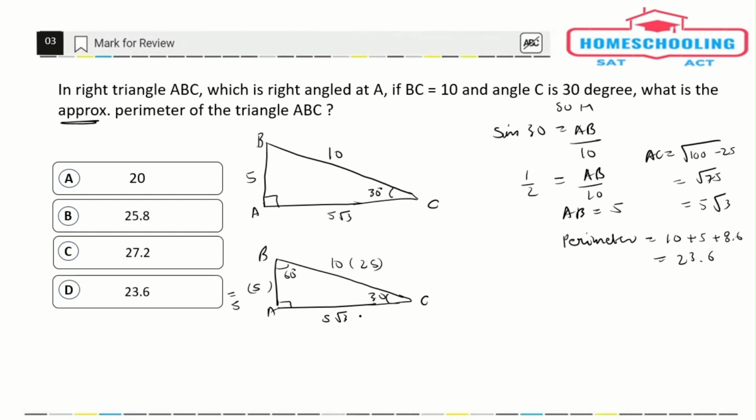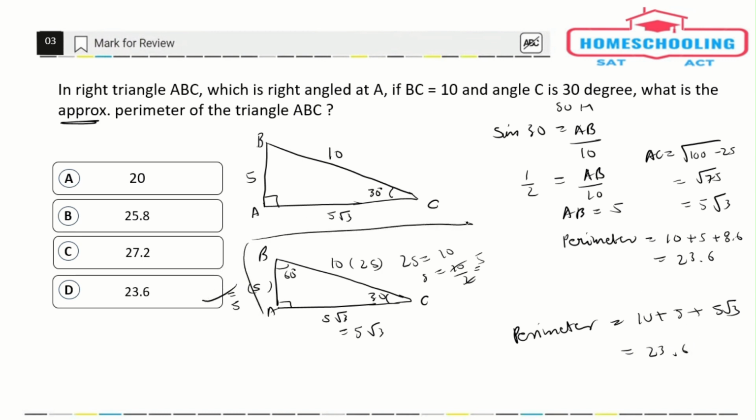So, as we know, 2S is equal to 10. So S would be 10 by 2, that would be 5. So we can say that S would be 5 and S root 3 would be 5 under root 3. And hence we can find the perimeter. That would be 10 plus 5 plus 5 under root 3. That would be 23.6. So always, this is your shortcut method.